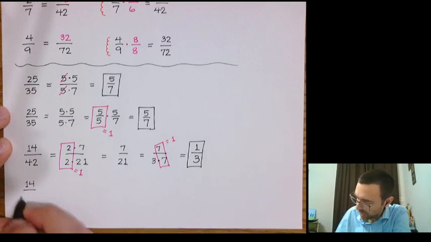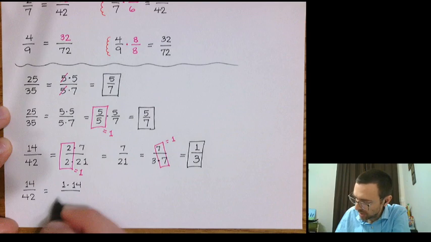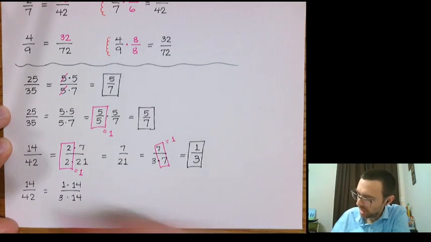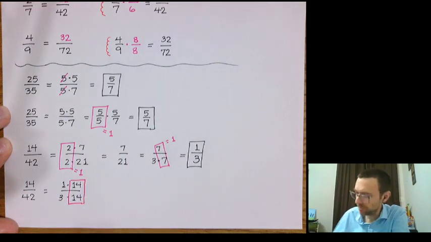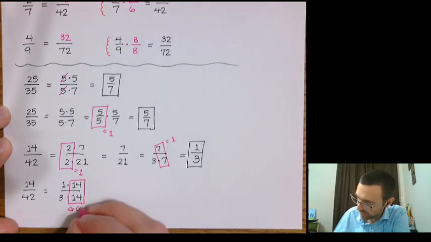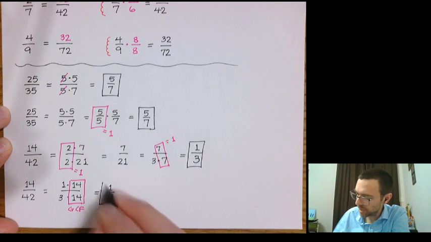if I had only recognized that I've got 1 times 14. 42 is 3 times 14. And here is your greatest common factor, your GCF, that reduces, and you'd be left with 1 over 3. You still get the same thing, right?